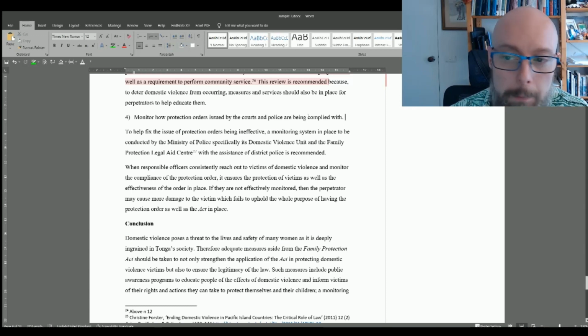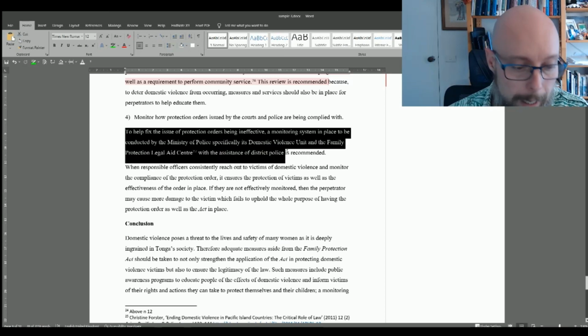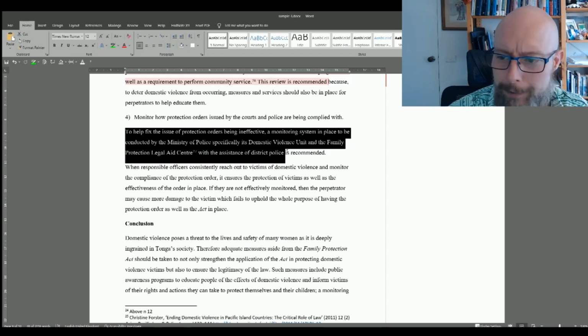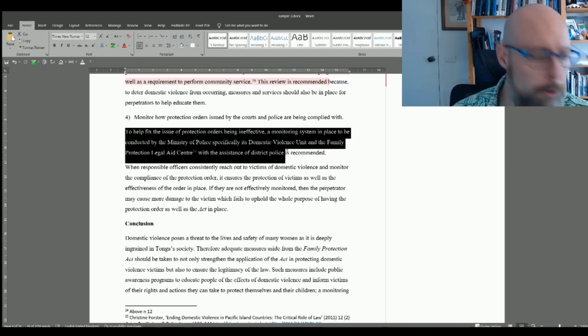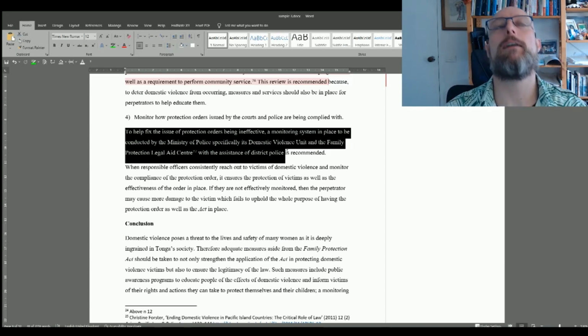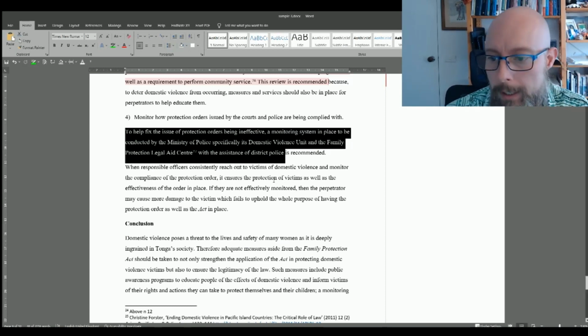How are they being complied with? So this would be really good, right? This student is saying, to address the problem, we need more information. We need more data. There are things we can do. We can train police and run some grassroots campaigns and other things, but we need to monitor this too. There's not a lot of information out there. Excellent. Amazing. Good.